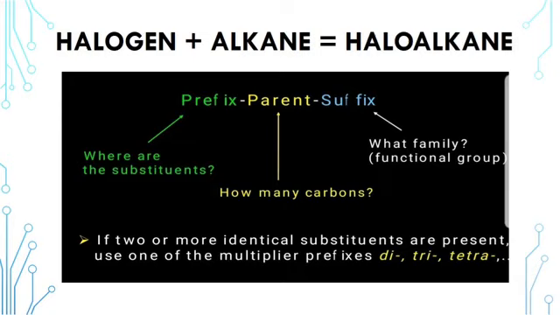Now, if two or more identical substituents are present, we're going to have to use one of the multiplier prefixes: your di, your tri, and your tetra. Now you have to remember one thing. Your multiplier prefixes do not affect the alphabetical order rule.